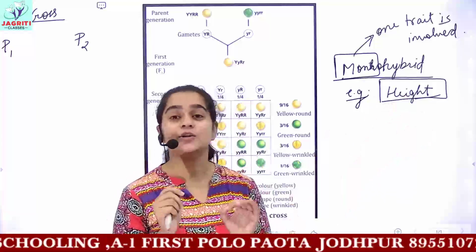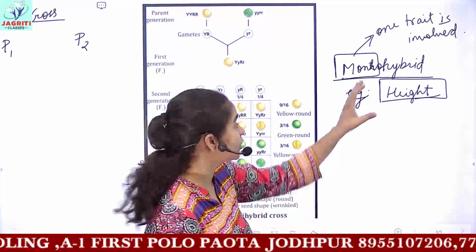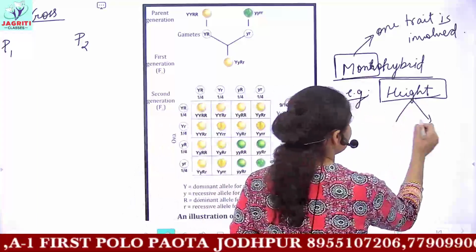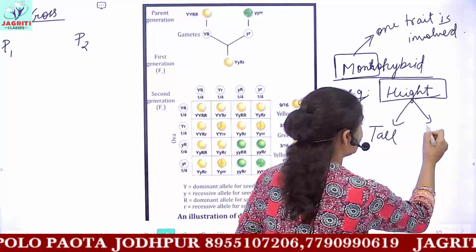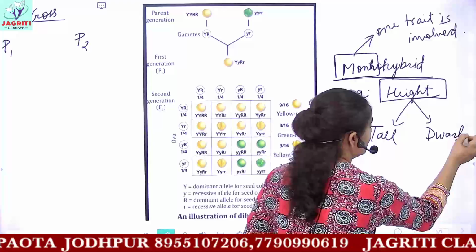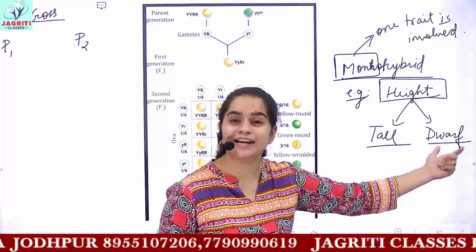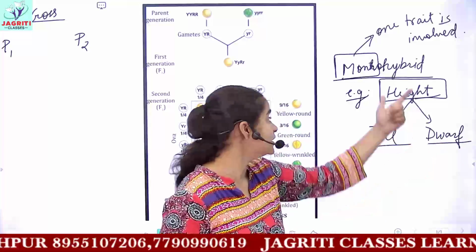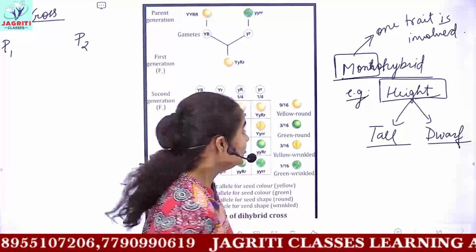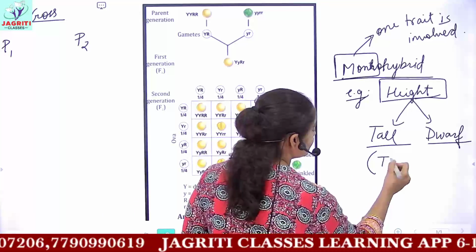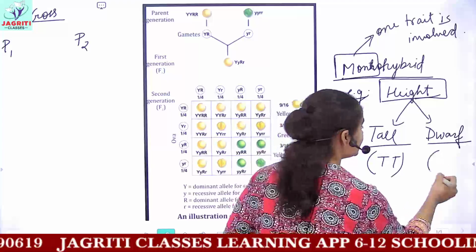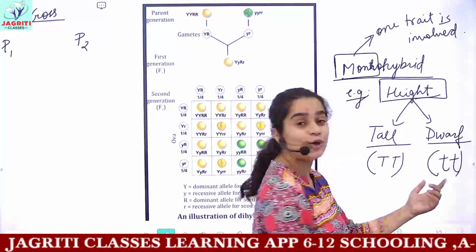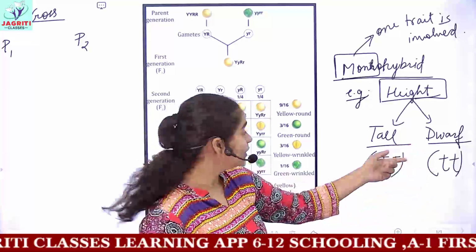So we know that you have two contrasting traits for this character. The pea plant might be tall or the pea plant might be dwarf. So you have two contrasting traits, that is two opposite traits for the character height. The tall plant can be represented by the genotype capital T capital T, and the dwarf plant by small t small t. So these are the genotypes.